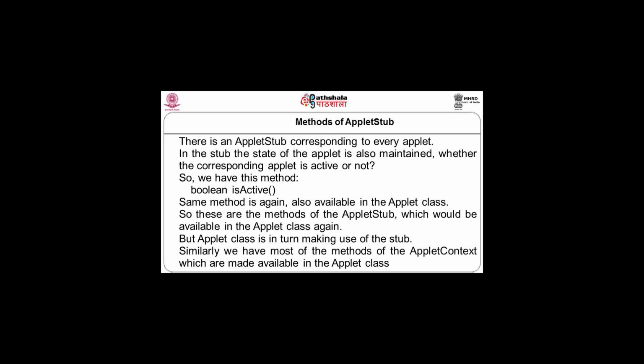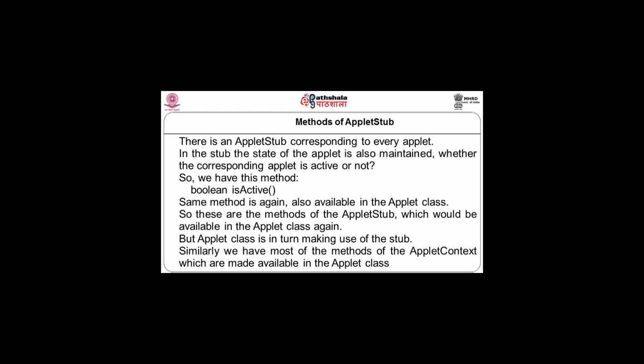Another thing which corresponds to this applet is the stub, one stub per applet. The stub is also maintained, and in the stub, the state of the applet is also being maintained, so whether the current applet is active or not. So we have this method called isActive. The same method is also available in the applet class. IsActive in the applet stub is nothing but whether the applet which corresponds to this stub is active or not. So isActive is the method to know whether a particular applet is active or not. It's available in the applet class again.